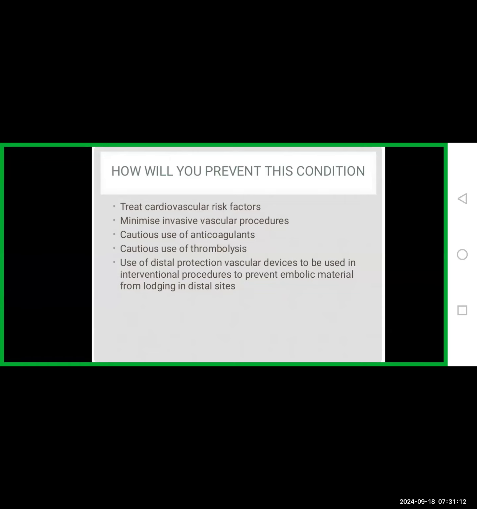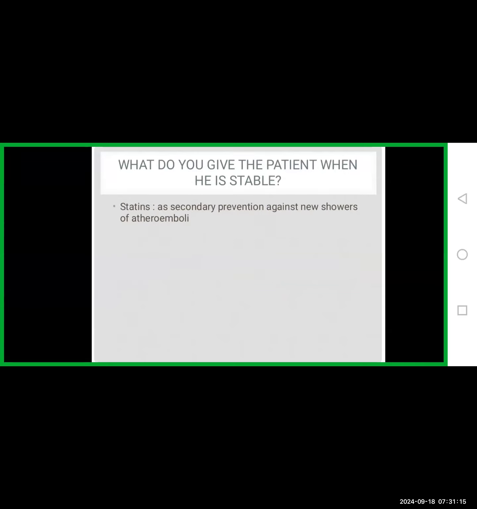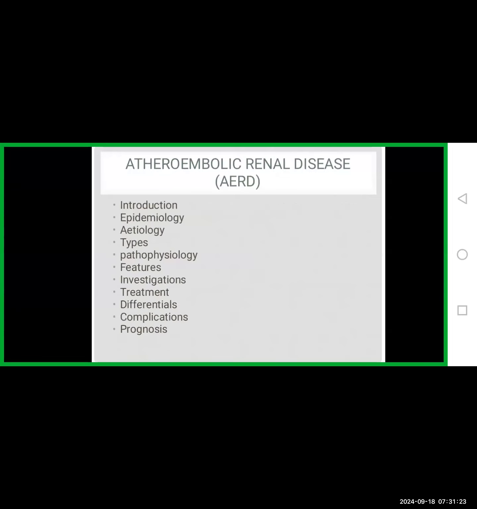What do you give the patient when he is stable? I'll give this patient a statin as secondary prevention against more new showers of atheroemboli that can destabilize the plaque. A little on atheroembolic renal disease, I'll discuss it briefly based on this outline.